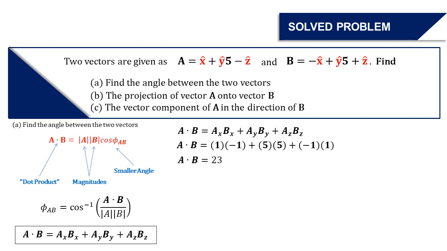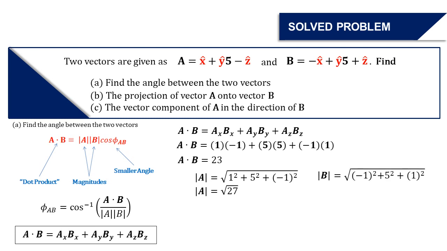Next, we are going to solve for the magnitude ng kada vector. So, ito naman is straightforward. It is the magnitude ng A, vector A, is equal to the square root of 1 squared plus 5 squared plus negative 1 squared. And it is equal to the square root of 27. So, since parehas lang yung gagawin natin sa B, nagkataon naman na the magnitude ng B is equal to the square root of 27 din.